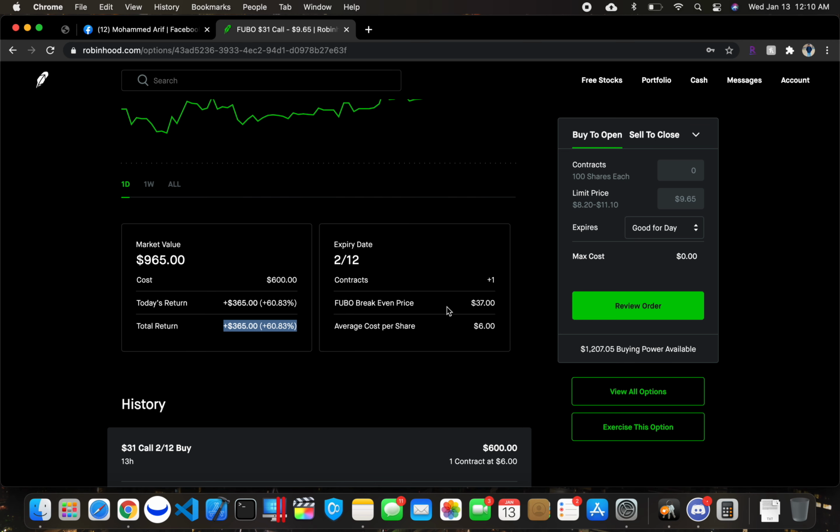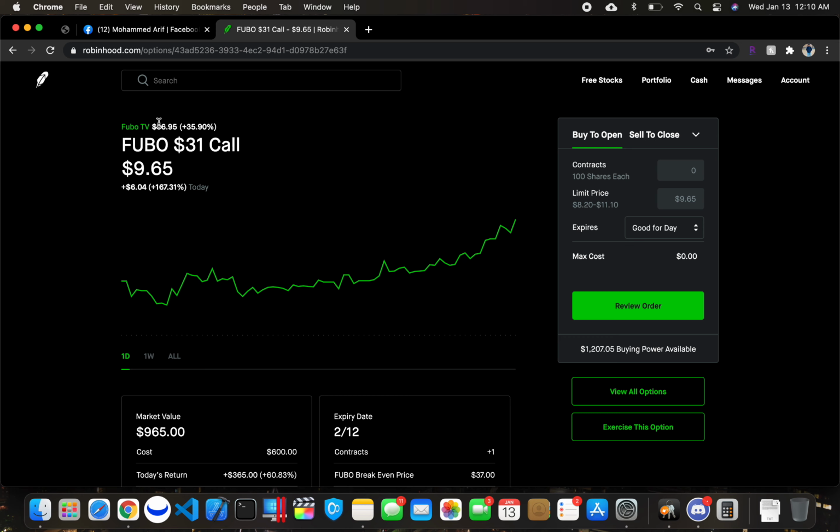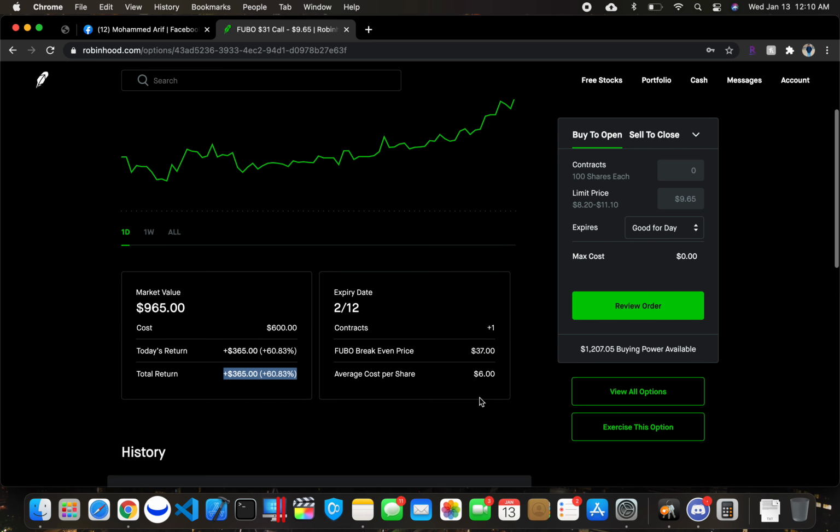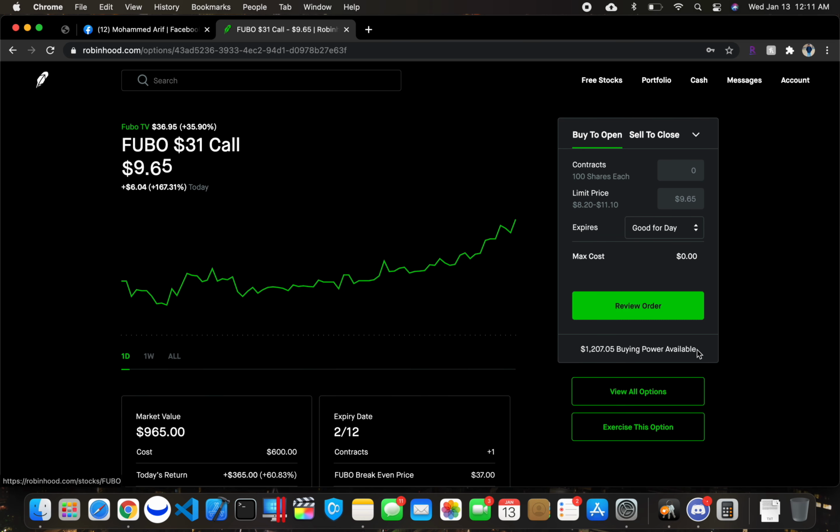And you can see my break-even price is $37, and Fubo is currently sitting at $36.95. So in about a couple of cents more, I'll be hitting my break-even price. But it doesn't have to be exactly $37. I can sell it way before it even reaches my break-even price. So don't get confused about the break-even price. And this is the average share price at $6, which cost me 6 times 100, which was $600. This is the strike price, not the actual price of the stock. This is the options call for it.